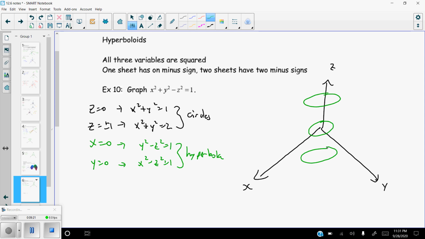Then if we let x equal 0, the trace of this thing in the yz plane is going to be a hyperbola. So in the yz direction, this is going to be very difficult to draw like this, but it's going to look something like this. And then it's got to also look like that on the other side.